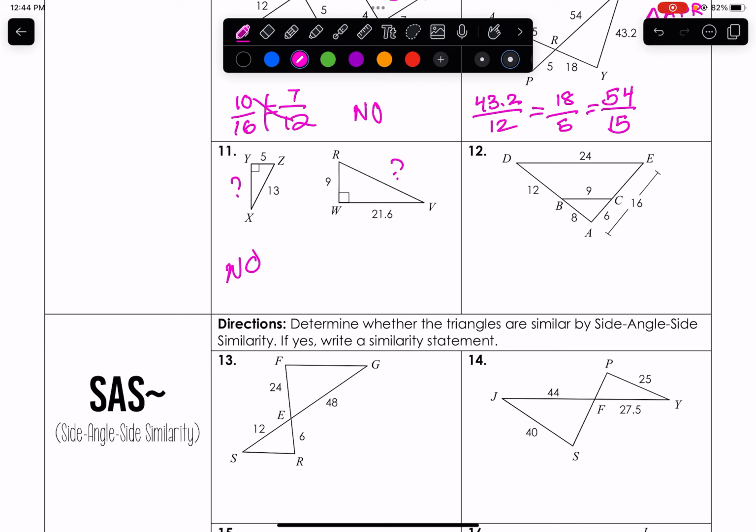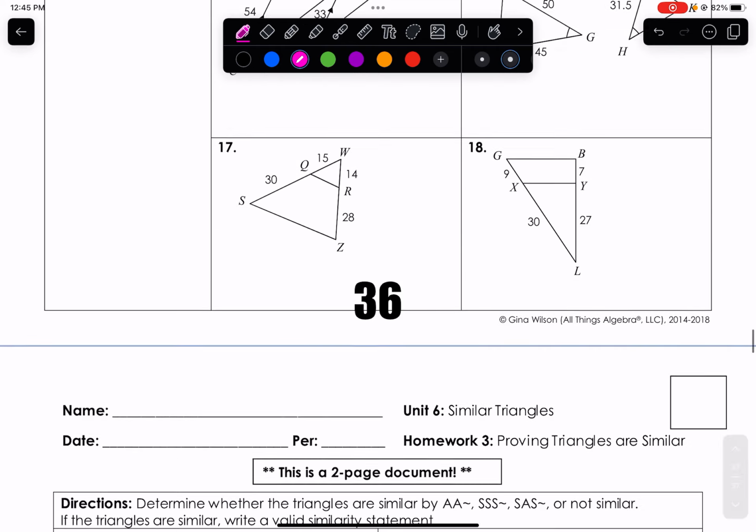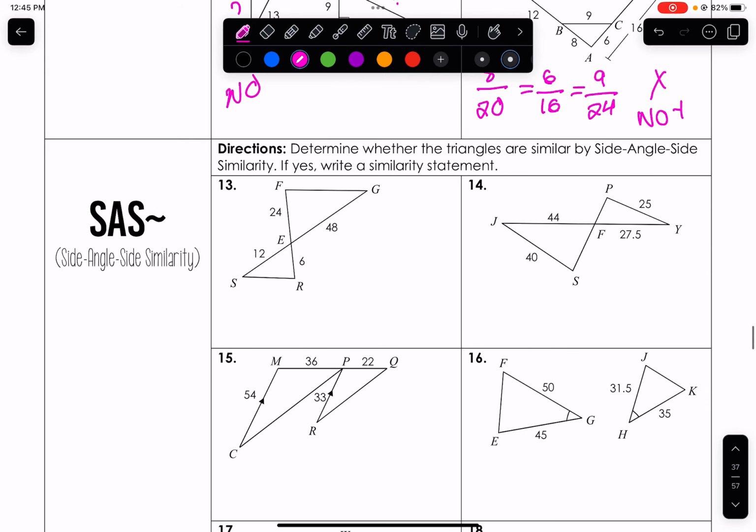12, we know that 8 over 20 would have to be equal to 6 over 16, which would have to be equal to 9 over 24. So 8 divided by 20 is 0.4. Nope, these are not similar. So now we're going to look for side, angle, side. If we can prove these triangles are similar by side, angle, side.